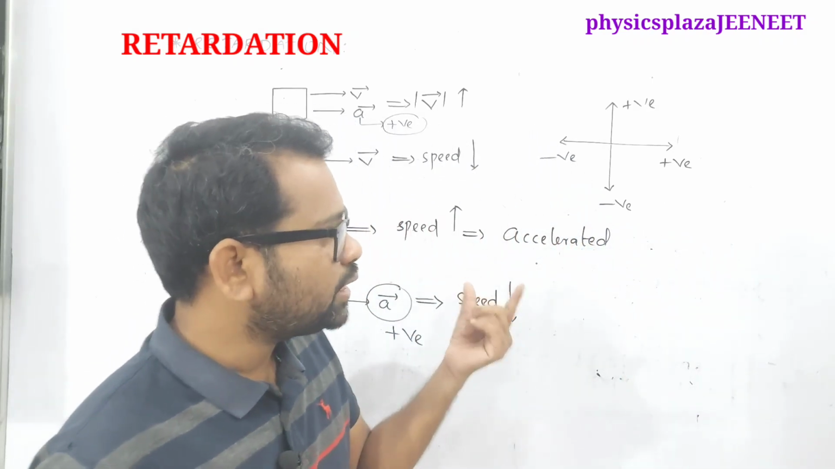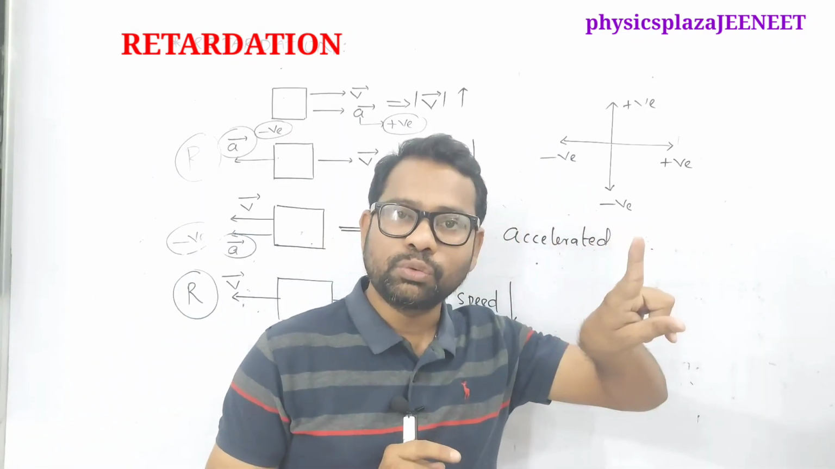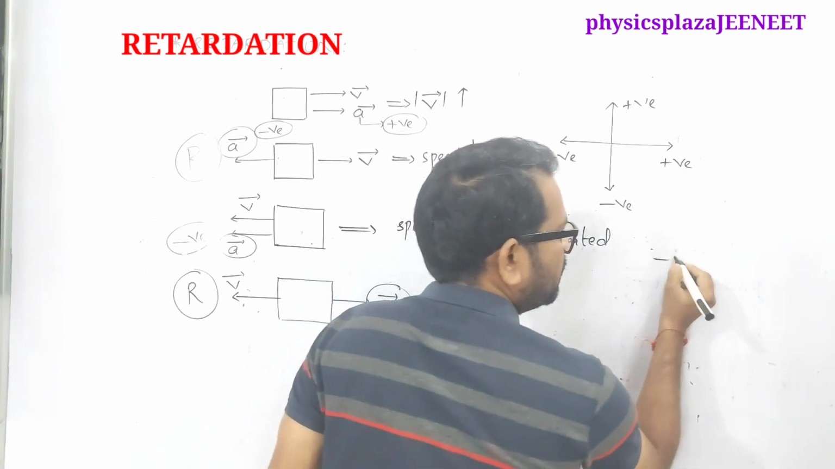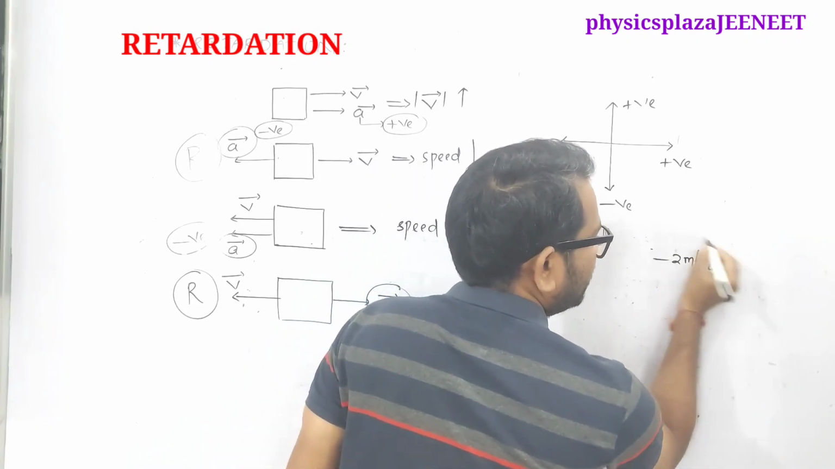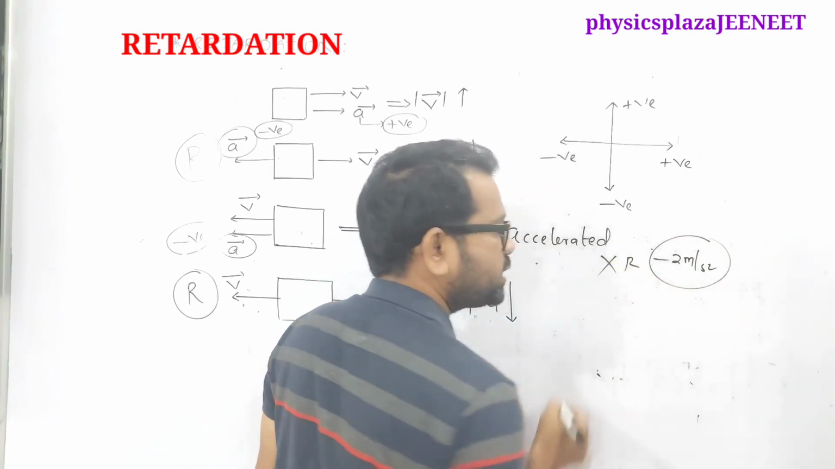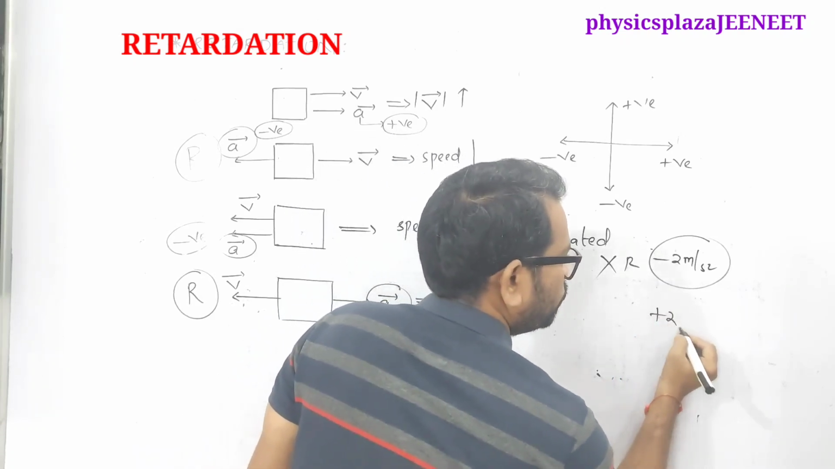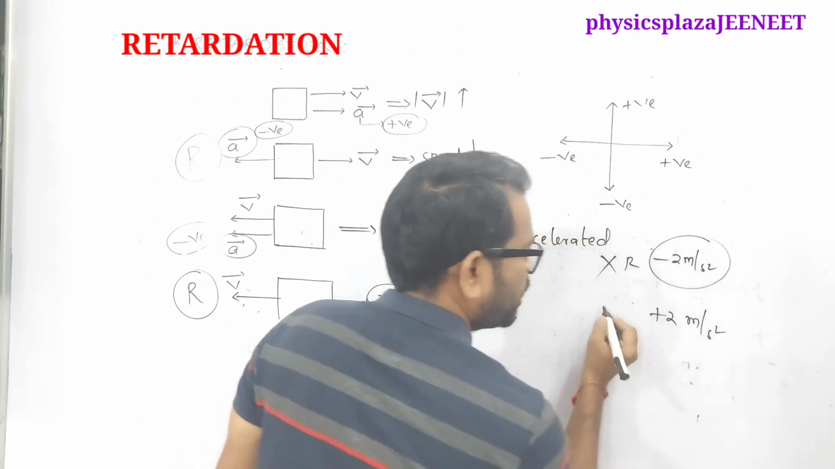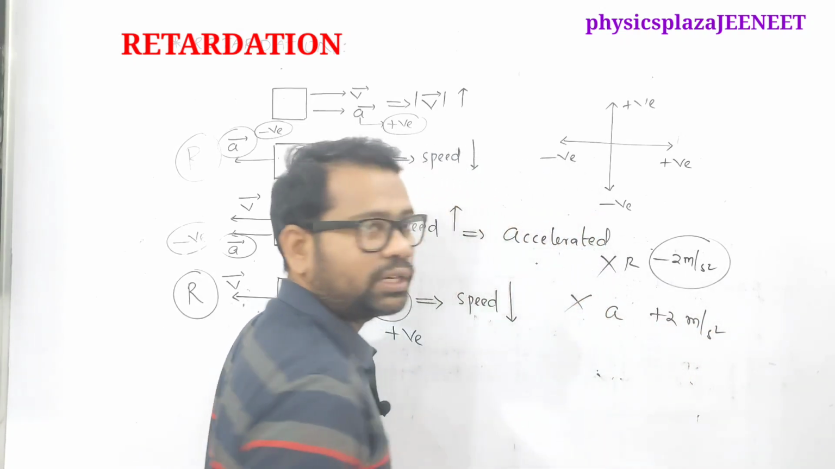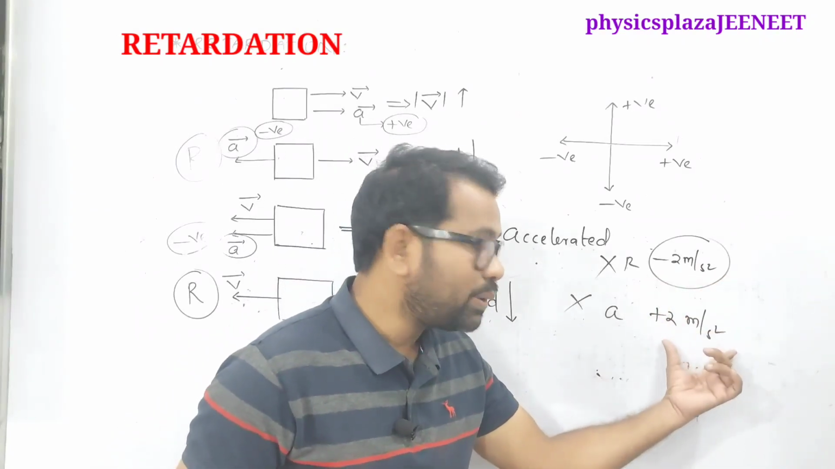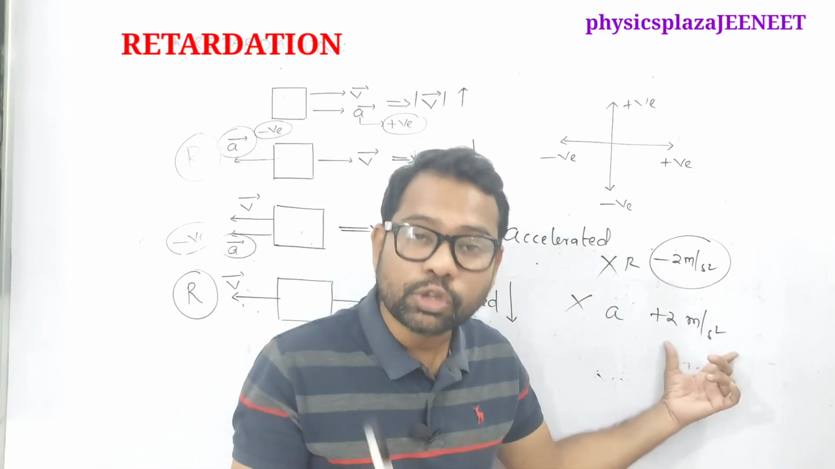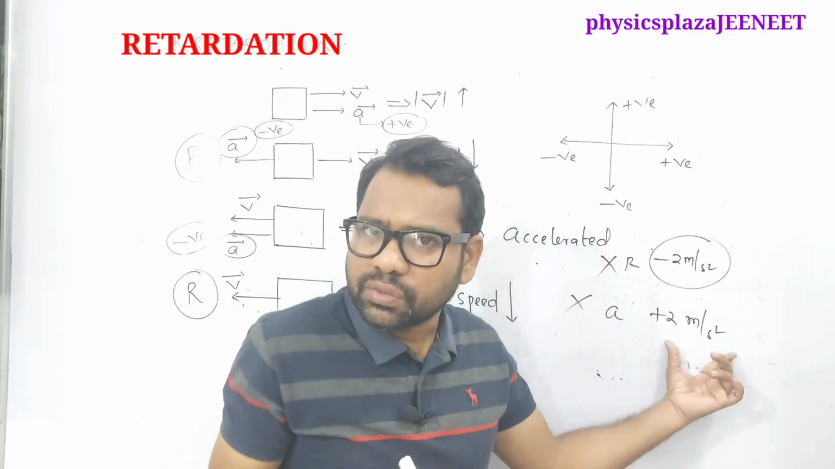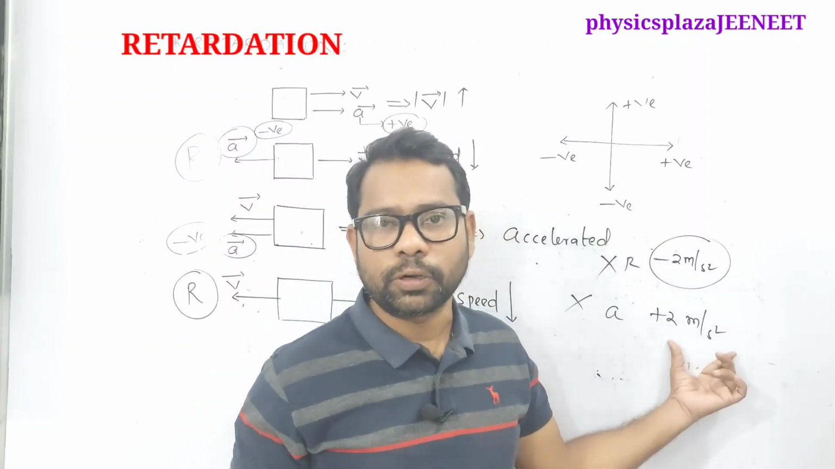It is not just by seeing a number like minus 2. You can't say that minus 2 meter per second square is a retardation. No, you can't say that. And plus 2 meter per second square, you can't say it is just acceleration. It can be acceleration, it can be retardation also. It depends on the direction. Children, regarding acceleration and velocity, you must talk about the direction only.